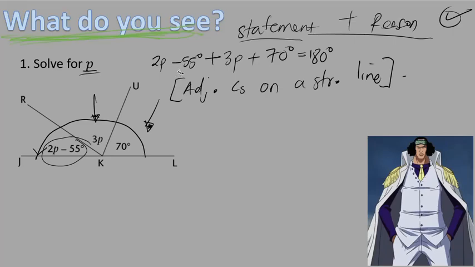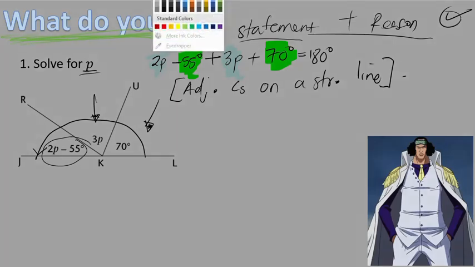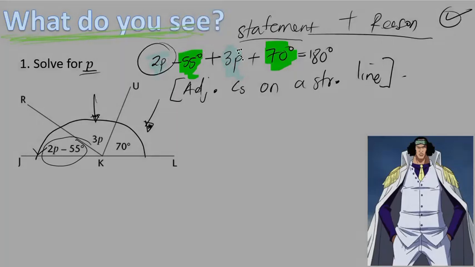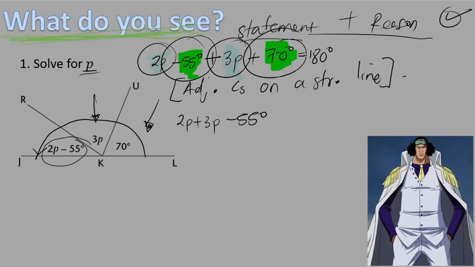I'm supposed to separate the knowns from the unknowns. So in this situation, I have this part here and this part here as the like terms, and everything else, these are unlike terms. This part here and this part here are the knowns. I'm supposed to send them to the other side, but let's start by adding the like terms and the unlike terms, right? So here we go. I'm going to say 2P plus 3P. I group them together, 2P plus 3P, and then I have negative 55 degrees, and I have positive 70, plus 70. It equals 180 degrees.